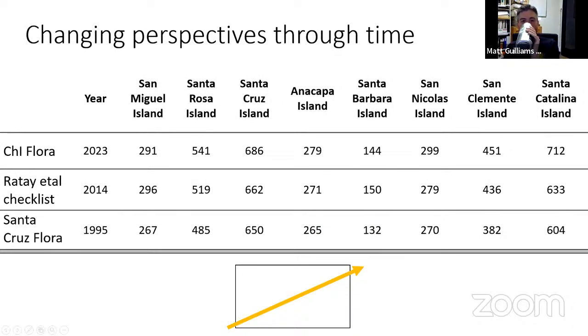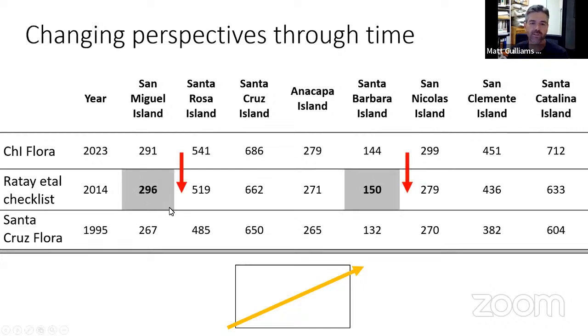A neat thing about floras, I mentioned they provide a baseline, a snapshot of our current perspective on the flora of a place. And I've lined up 3 such perspectives. Here in 1995, this is Junak et al.'s Santa Cruz Island flora. There was a checklisting effort by Sarah Ratay and colleagues in 2014, and then our current effort right now. What I hope you'll see if you scan up through these columns going from 1995 through to the present is a steady trend of increasing numbers of taxa on all of the islands. And usually it's stepwise, but not always.